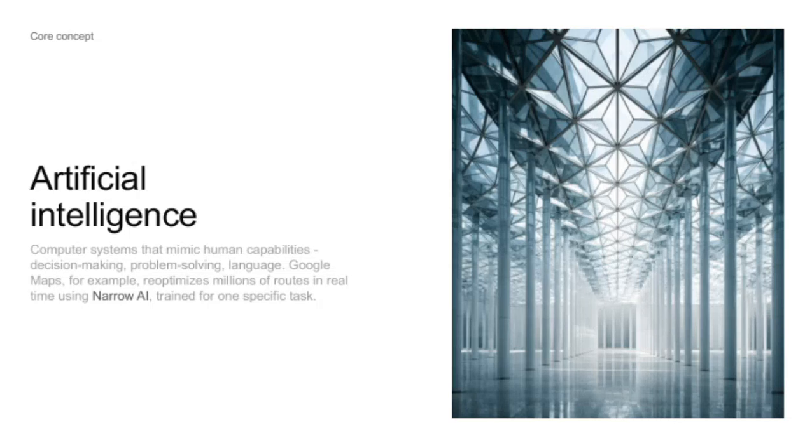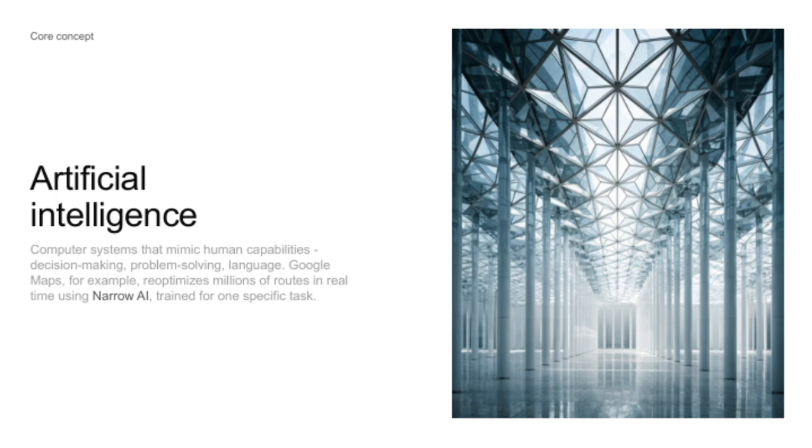Let's take a closer look at some computer systems that actually mimic human capabilities, such as decision-making, problem-solving, and language understanding. For example, think about Google Maps. It uses narrow AI, which is designed for a very specific task, re-optimizing millions of routes in real time. This kind of AI is trained for one particular purpose, allowing it to perform that task efficiently and accurately. Throughout this presentation, we see how artificial intelligence is becoming more integrated into our daily lives, helping us solve complex problems quickly and effectively. It's a core concept that highlights the power of AI to enhance and automate tasks that once required human intelligence.